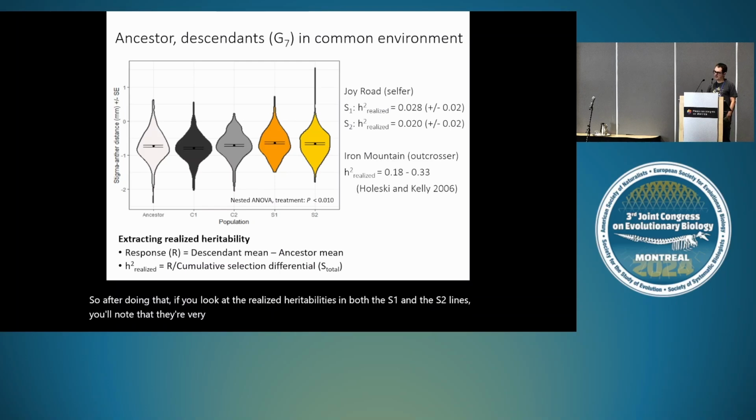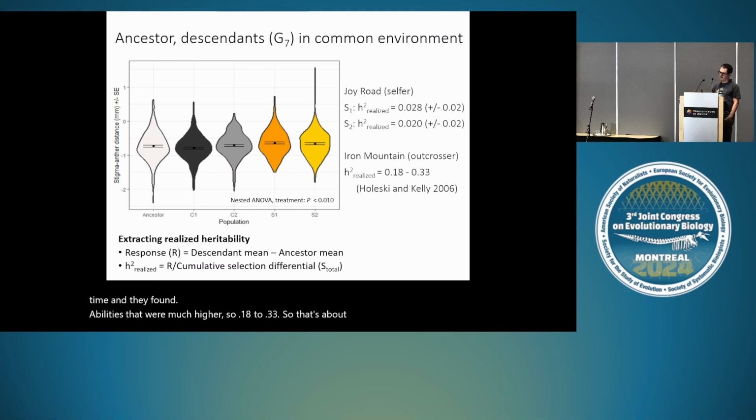So those are realized heritabilities below 0.05. And if you look at the standard errors, it's actually very hard to say they're not 0. So that's pretty small. And in terms of the comparison, it's not perfect, but Holeski and Kelly did a very similar experiment, which we emulated, and they had an index of flower size and flowering time, and they found realized heritabilities that were much higher, so 0.18 to 0.33. So that's about an 84% decline in realized heritability.